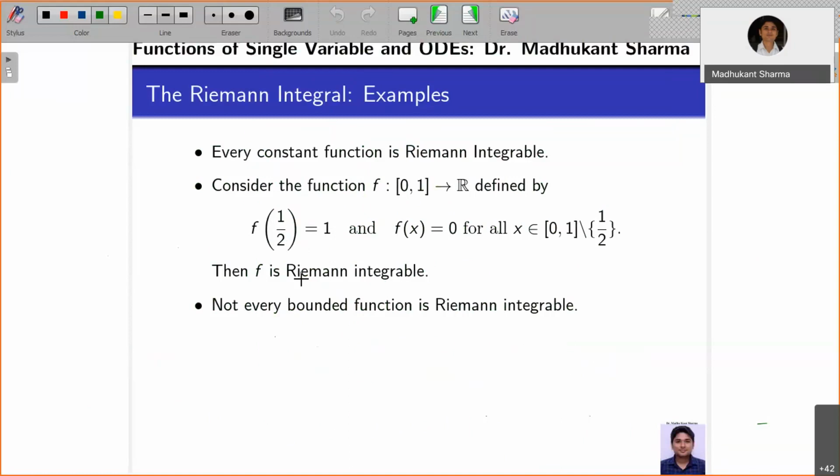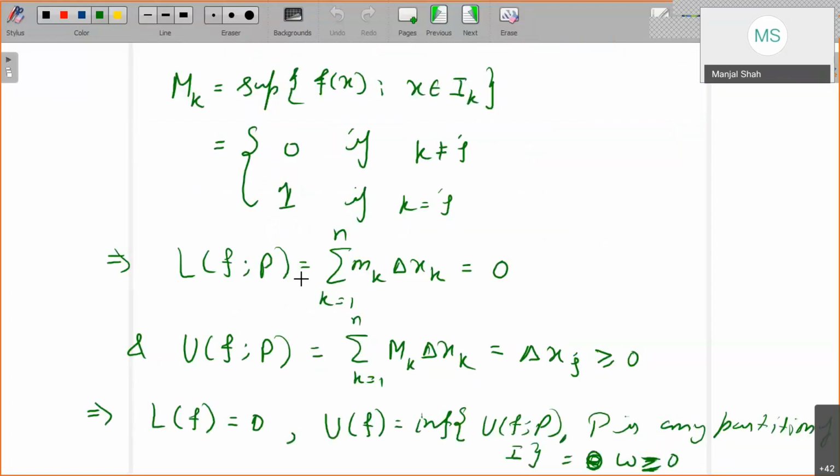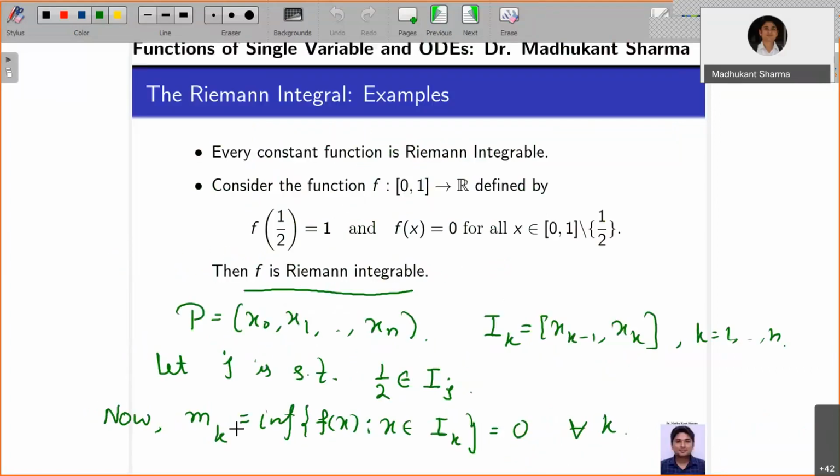Sir, can you explain why small m_k is equal to 0? Okay. See, small m_k is by definition the infimum of f(x) such that x belongs to I_k. Now choose any subinterval I_k, except k equal to j, so k is not equal to j. For k not equal to j, f(x) is 0, so all the values are 0. f vanishes over all the intervals except when k equals j. Do you agree with this?